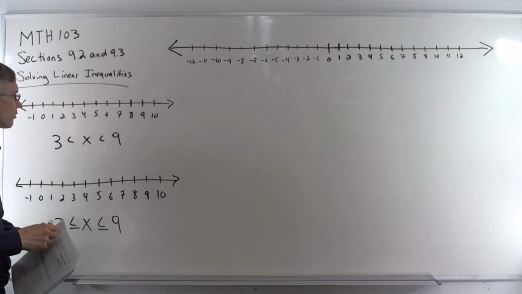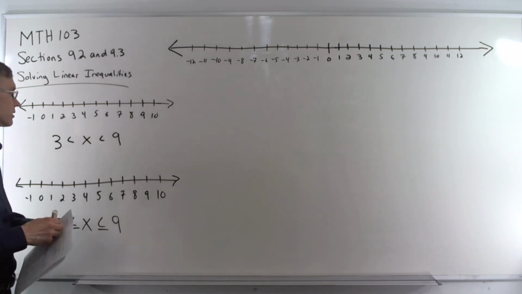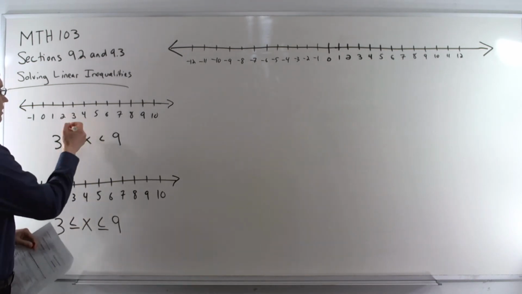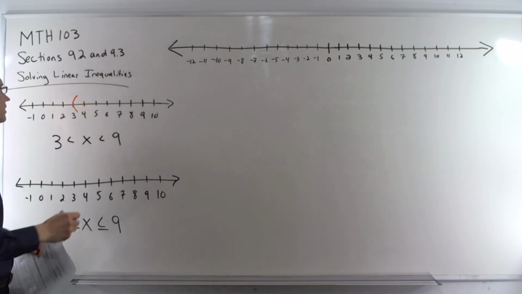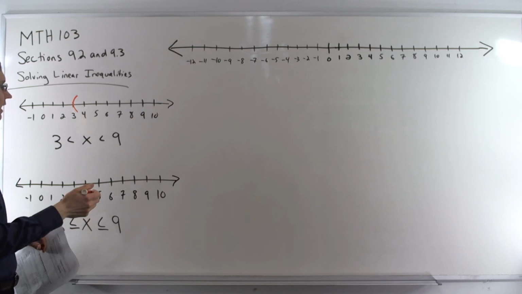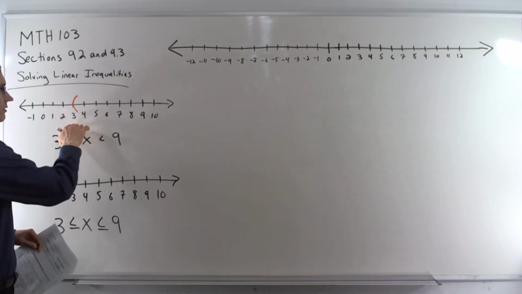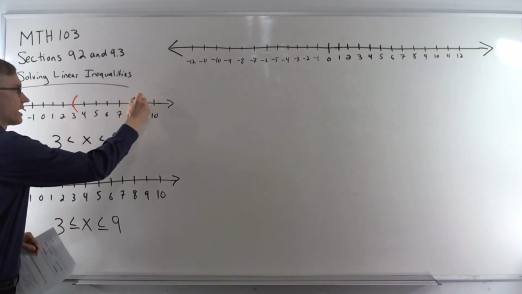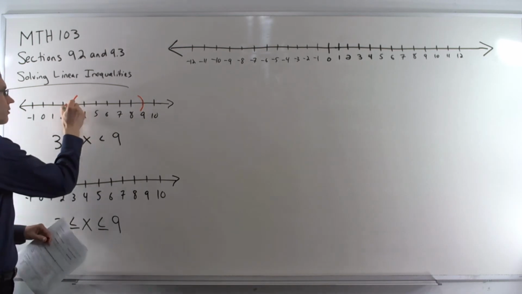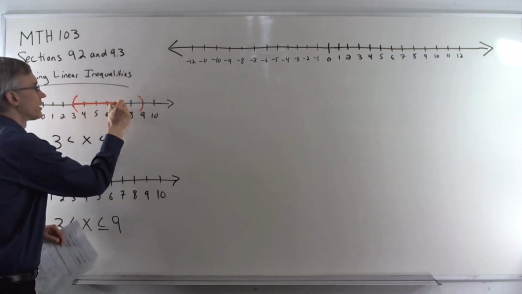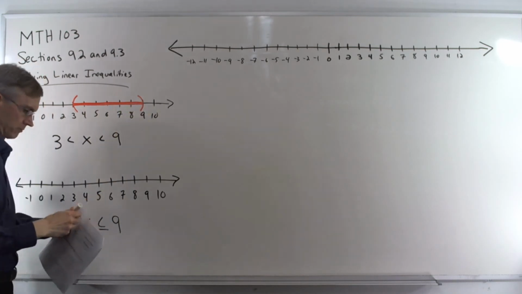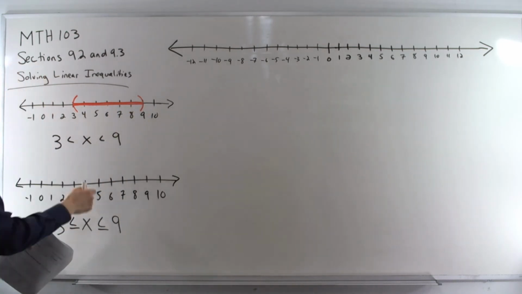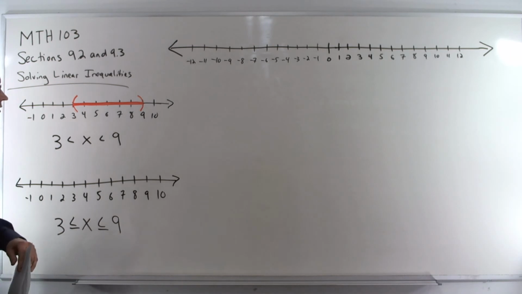When we graph, we have to indicate the endpoints. So we have an endpoint at 3, and I'm going to put a parenthesis there to indicate that the range of answers ends at 3. And it also ends at 9. And then what we're going to do is shade in between them. And there's the graph for the interval between 3 and 9.